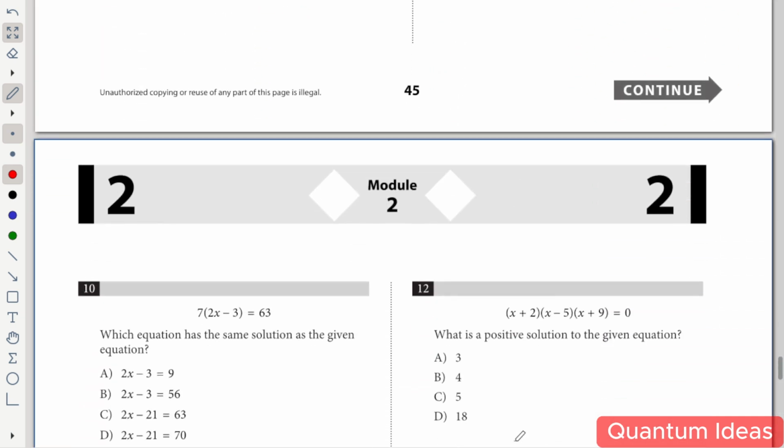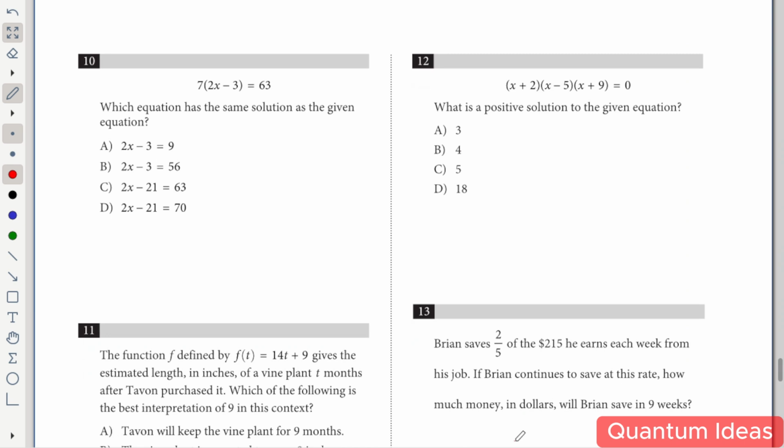So let's move to the next one, number 10. Which equation has the same solution as the given equation? So to solve this, we will divide this. So you'll get 20x minus 3 equals, this is how much? 63 divided by 7, that is 9. So 2x minus 3 equals 9 is A.